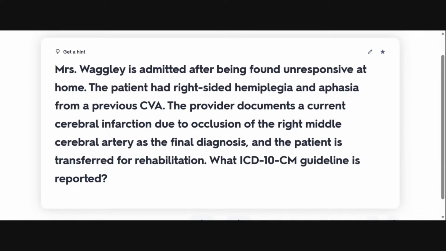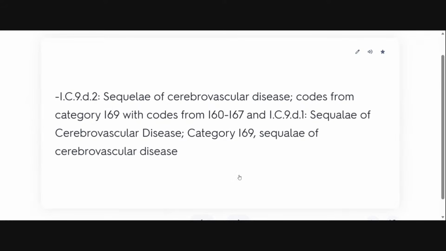Okay. Yes, definitely still put your answers in the chat. But yes, the guideline that we're going to be picking, there's two guidelines we can use, I.C.9.d.2 and I.C.9.d.1. So the sequelae of cerebrovascular disease, codes from category I69 with codes from category I60 through I67. And the sequelae of cerebrovascular disease, category I69. So if you put one or both of them in the chat, amazing job.